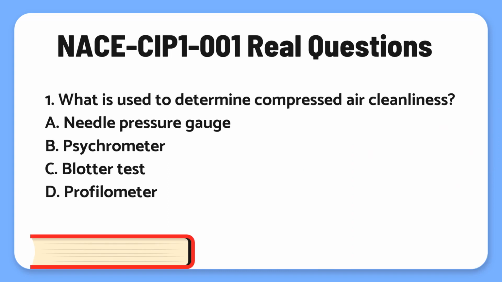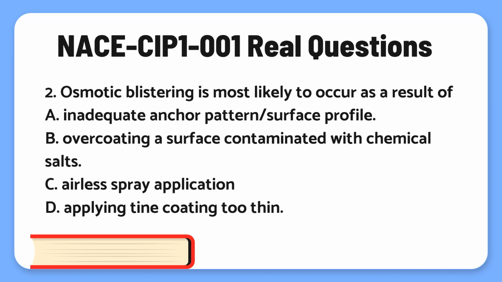1. What is used to determine compressed air cleanliness? A. Needle pressure gauge. B. Psychrometer. C. Blotter test. D. Profilometer.